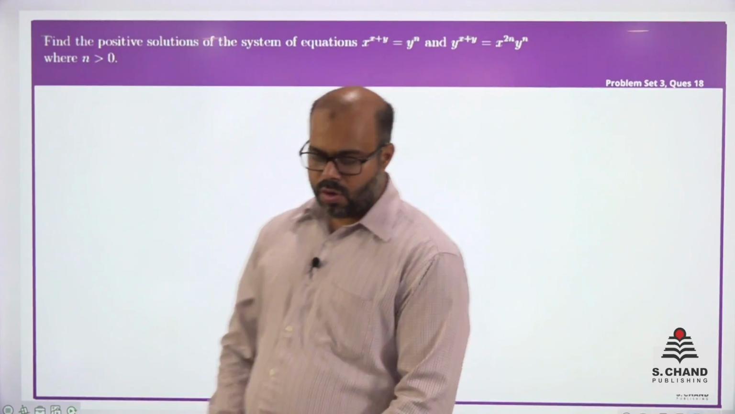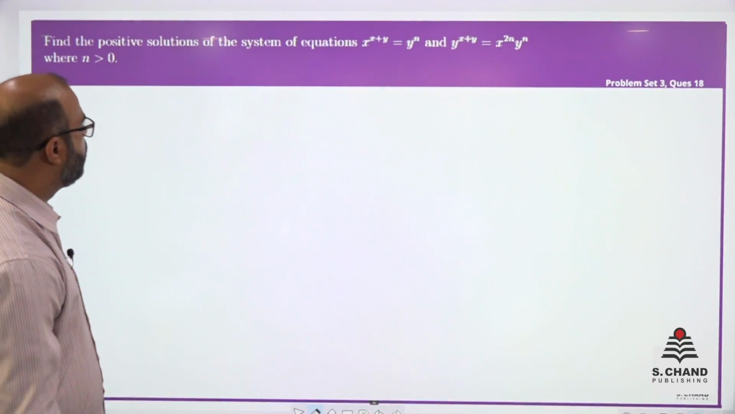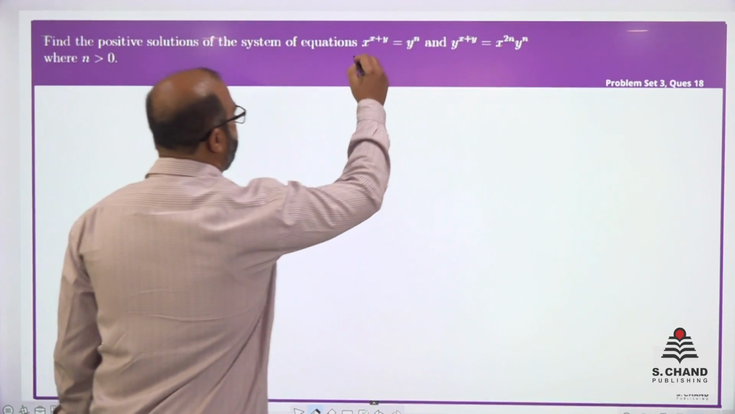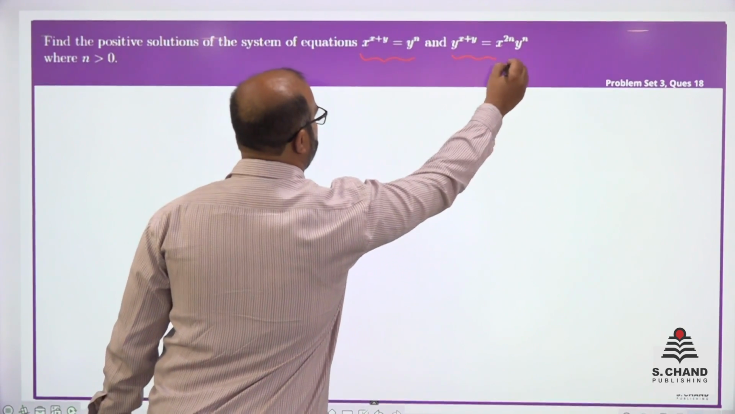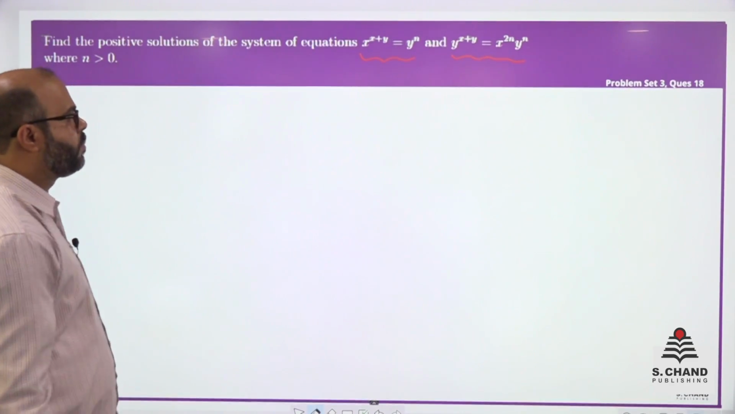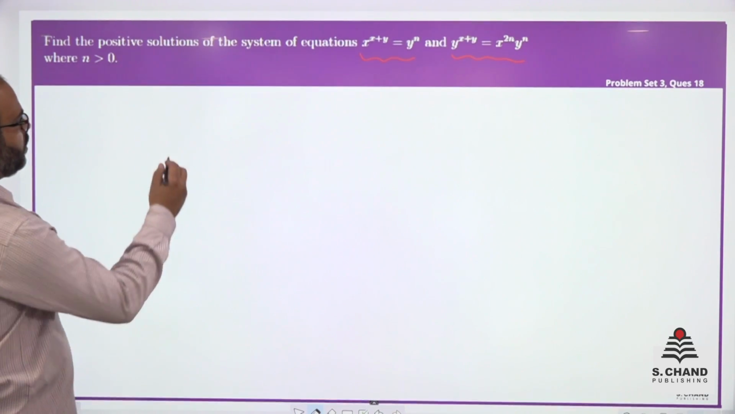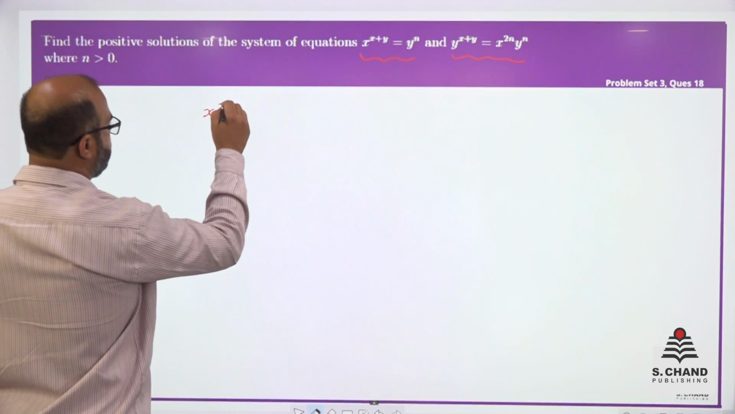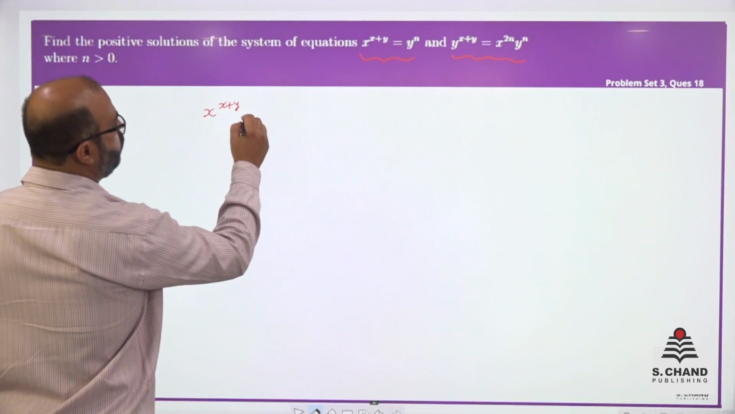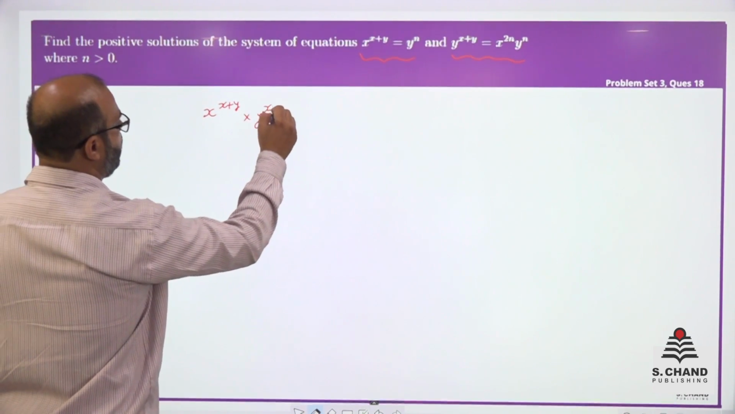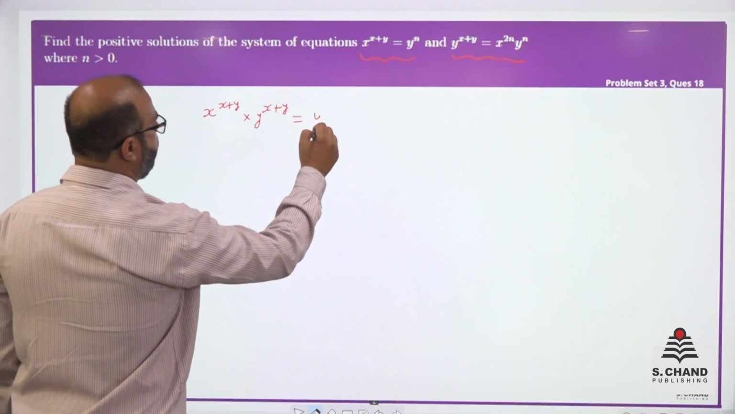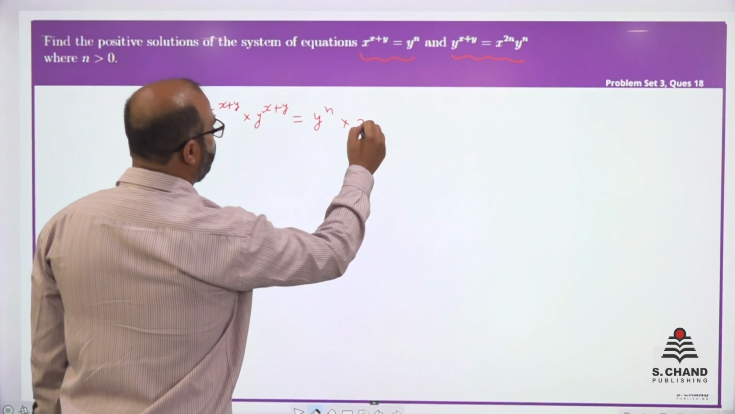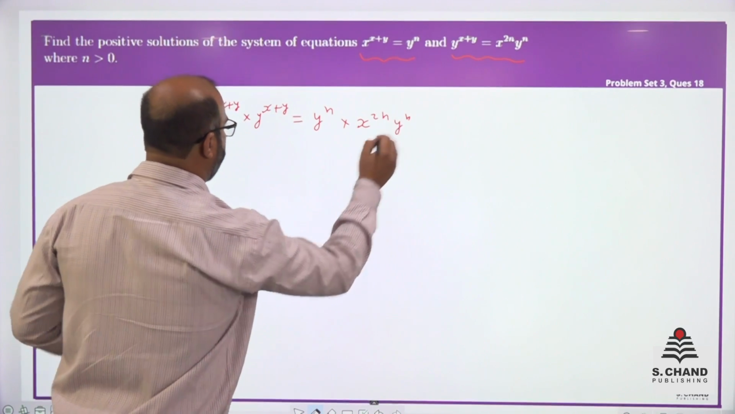So, when you try to do this question, what you will do? You have to be very cautious how you are approaching this. So, you will just multiply them. When you will multiply them, left hand side will be x to the power x plus y into y to the power x plus y, and on the right hand side y to the power n into x to the power 2n into y to the power n.